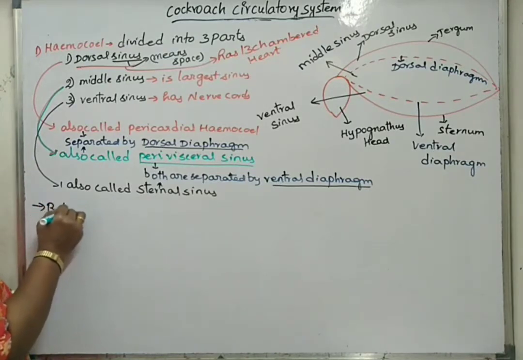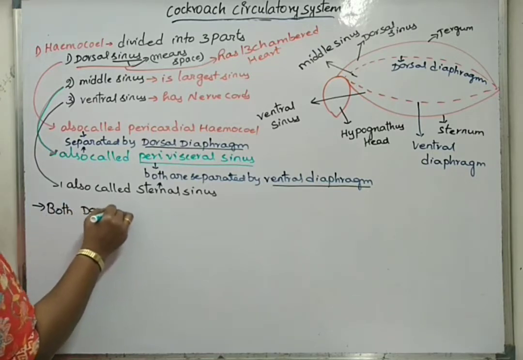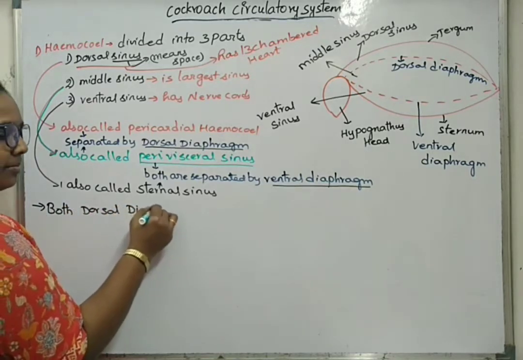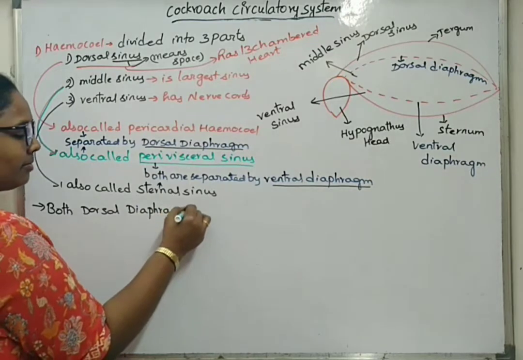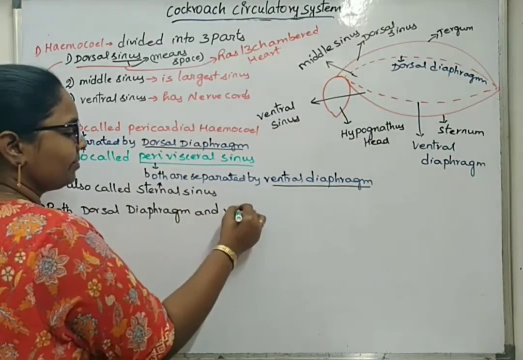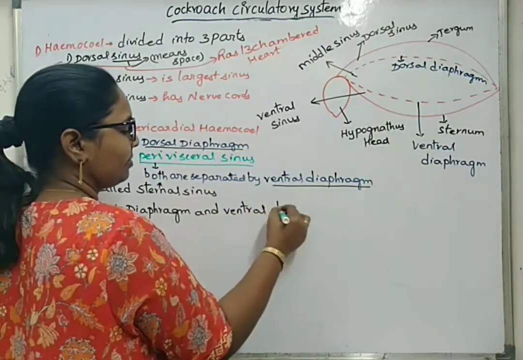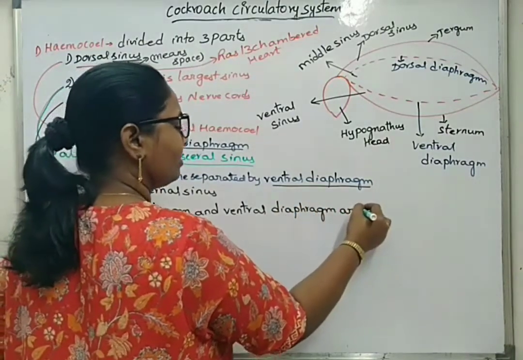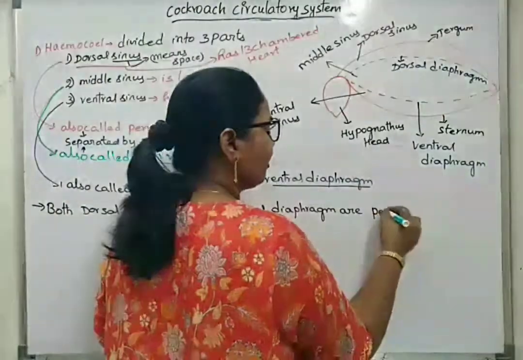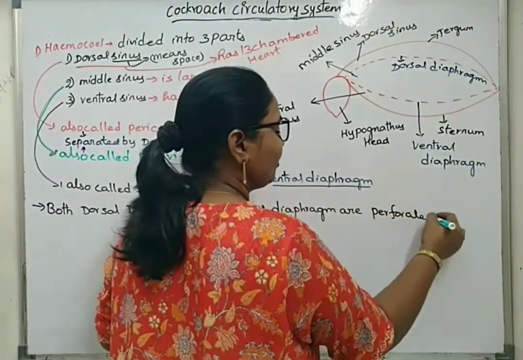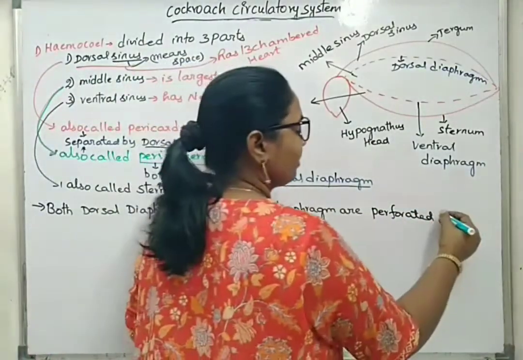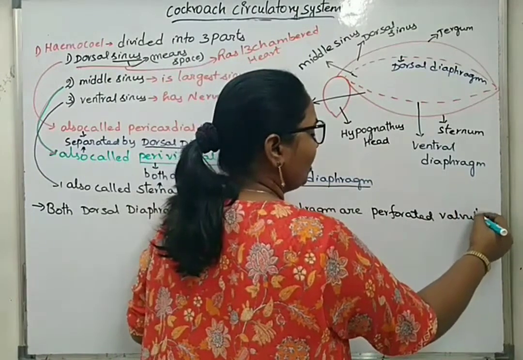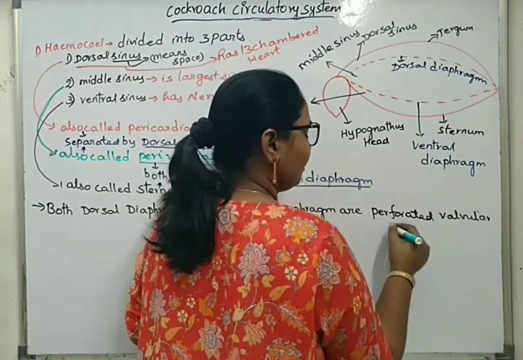Both the dorsal diaphragm and ventral diaphragm are perforated. Perforated means having pores. Valvular in nature.